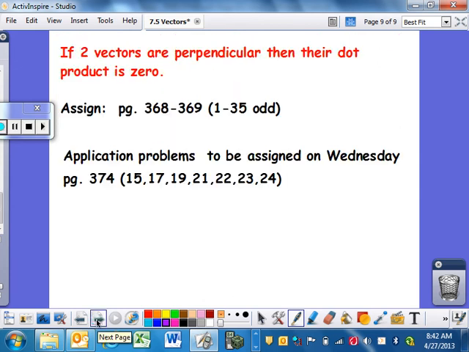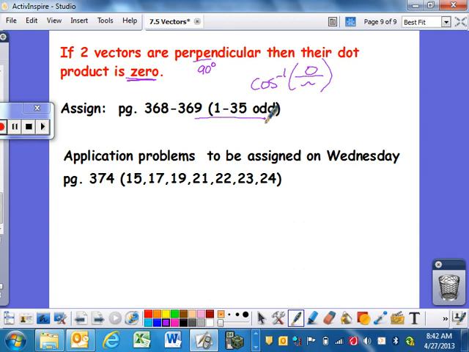Just to note, if two vectors are perpendicular, their dot product is going to be 0. Okay, perpendicular, 90 degrees. Dot product is 0. That's the top of your fraction. What's the cosine inverse of 0 over any number that you want down here? It's 90 degrees. So that's why that's true. Just going to make that point.